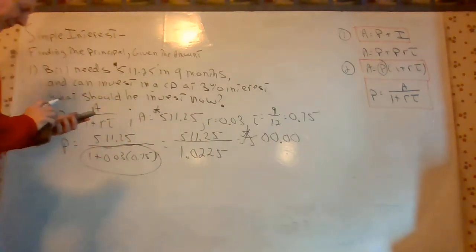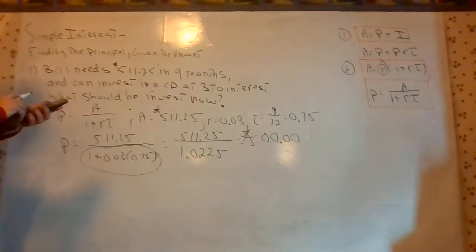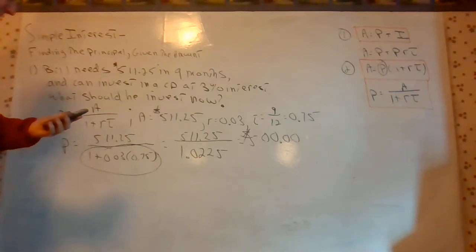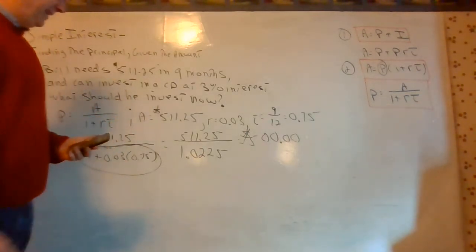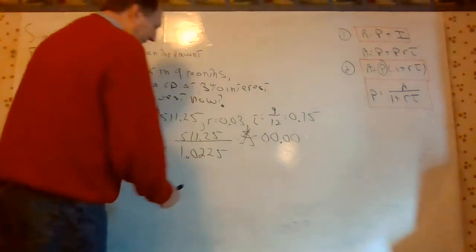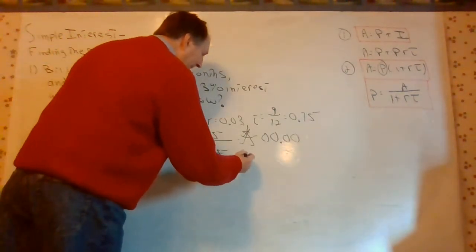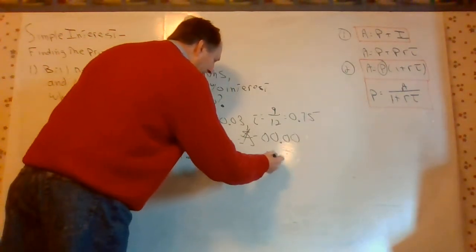If you divide, for instance, 511.25 divided by 1.02, guess what? It gives you $501.23. That's an extra $1.23. If you truncate this, 501.23.